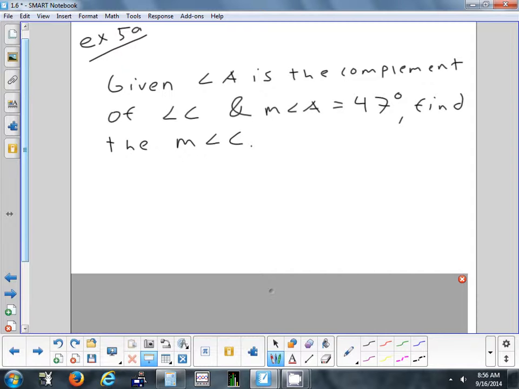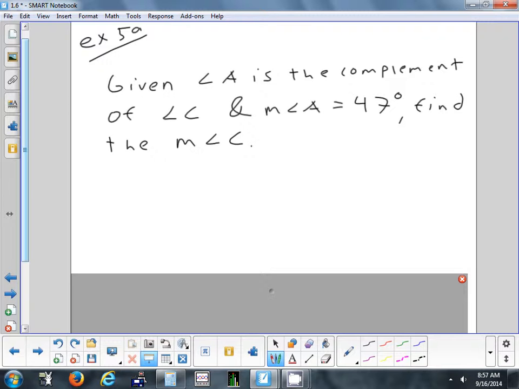Okay, so given that angle A is a complement of angle C, and angle A is 47, I want to find angle C. First of all, I'm telling you angle A and angle C are complements. Eric, what does that mean? They equal 90 degrees. Not quite. Just be careful with how you say it. Can you say it a little differently? Complements, they don't equal 90. They add up to 90. Yeah, they add up to 90, exactly.